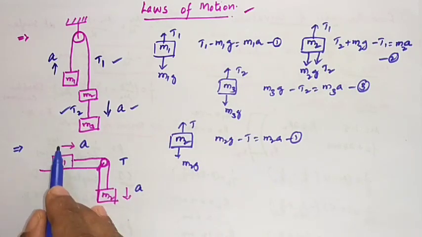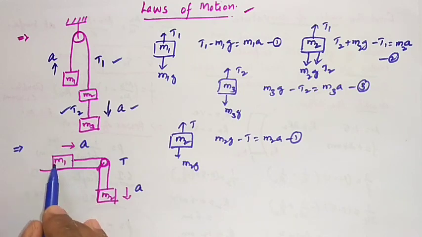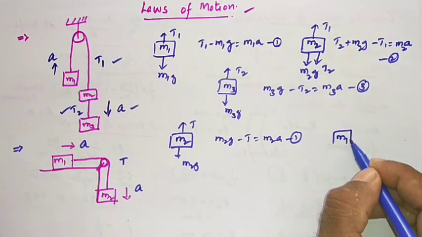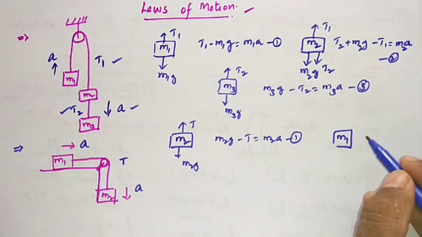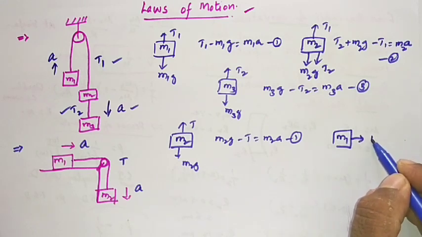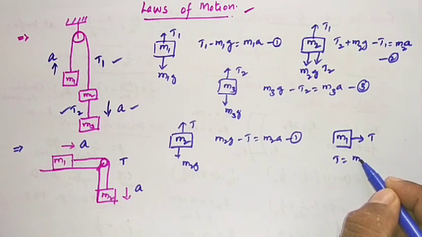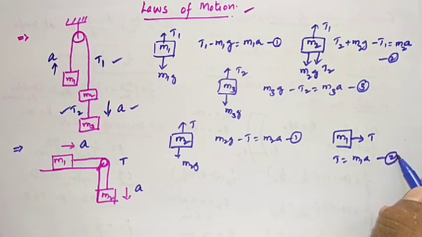Now see that vertically the forces are balanced, there is no motion vertically, so we need not take them. Horizontally how many forces are acting on m1? On m1 this surface is frictionless, so only one force is acting, that is T. Therefore T is equal to how much? m1a. This is equation 2.